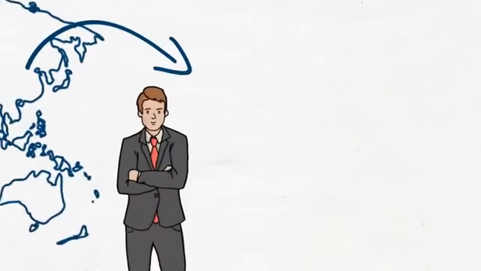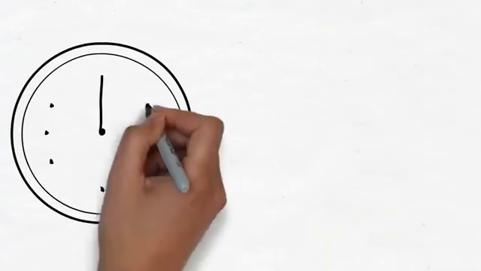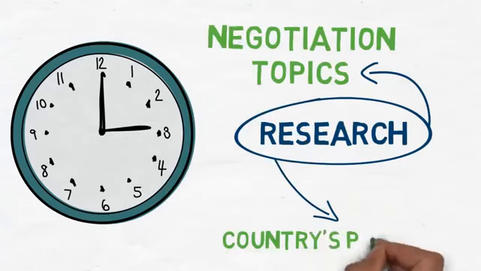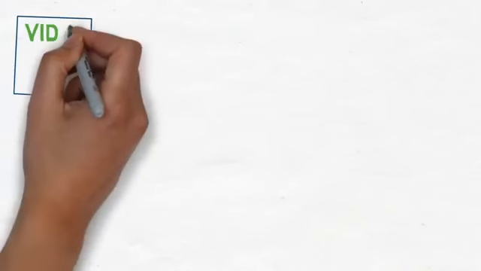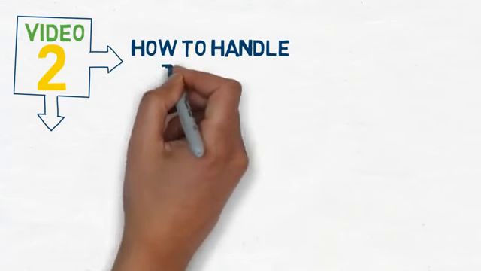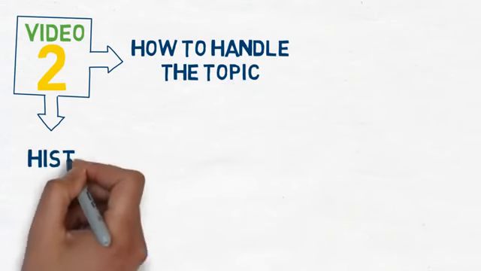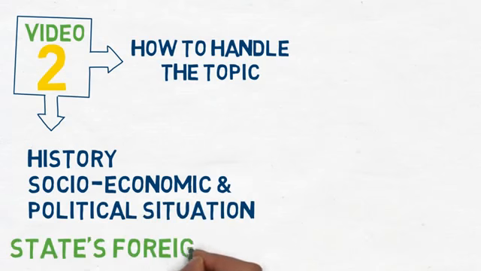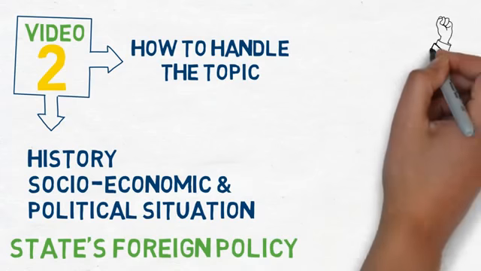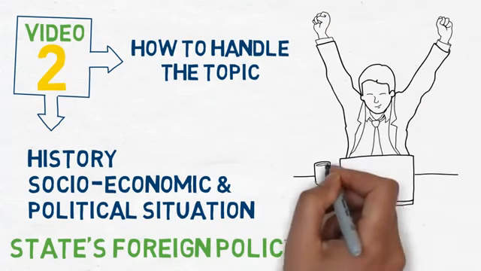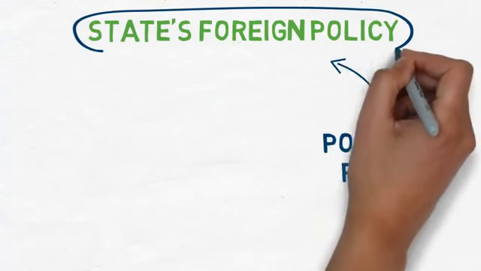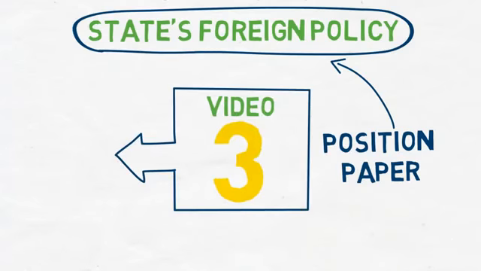Once the delegate is assigned a country, the majority of the preparation time for the simulation will be spent researching the actual negotiation topics and the country's position on those topics. Thus, the second video will show us how to develop a basic understanding of the actual topic on the agenda, as well as the history, socioeconomic and political situation, and other factors shaping a state's foreign policy. Familiarity with these areas will assist you in forming a consistent position paper. The aim of the position paper is to reflect the perspectives of the assigned country on the topic at hand, and the third video will show you how to handle its preparation.